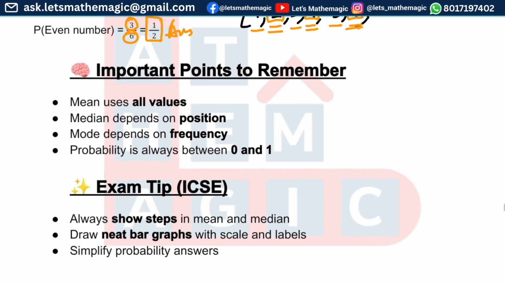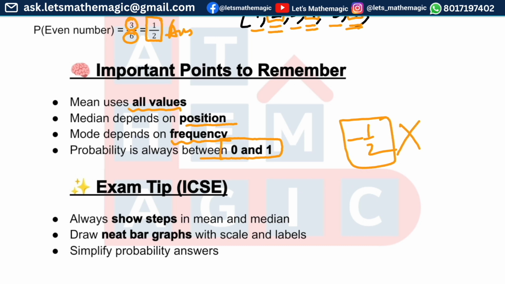The points to remember for data handling whenever you are solving questions from it: mean uses all values. Median depends on its position, because it's position-wise dependent, like the middle value. The mode depends on frequency, and the probability always stands between 0 and 1. These are very important points to remember when you're answering. Suppose for probability you got an answer of minus 1 by 2, just cross-check your value once again, because the value is wrong. It cannot go lesser than 0, right?